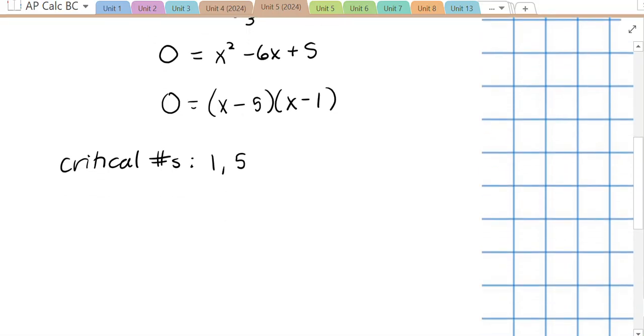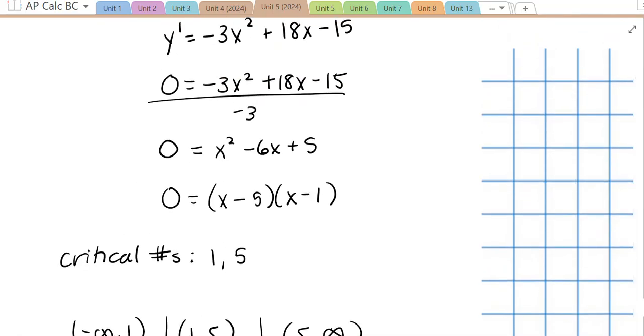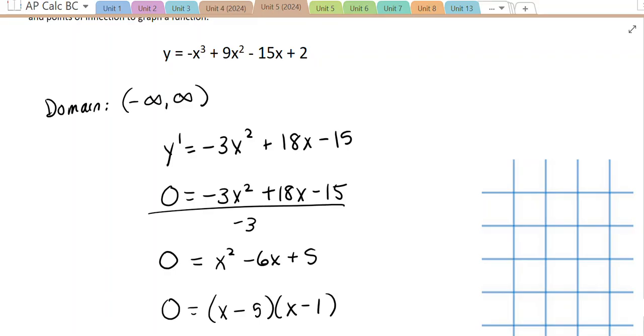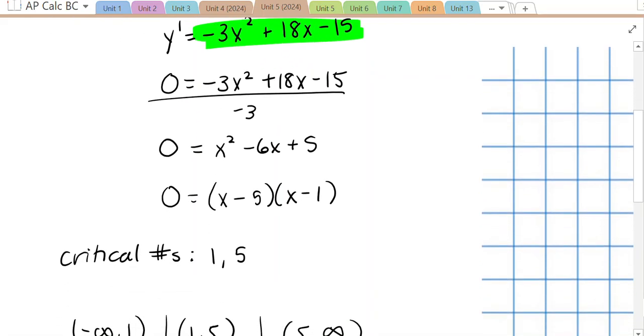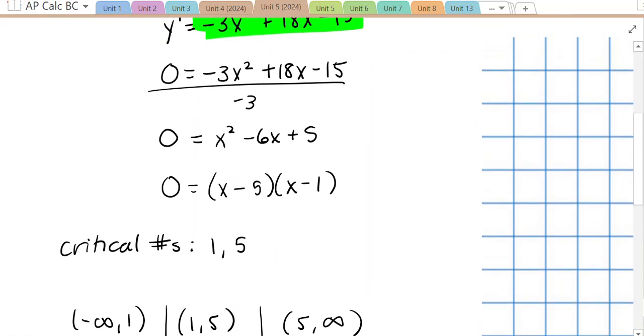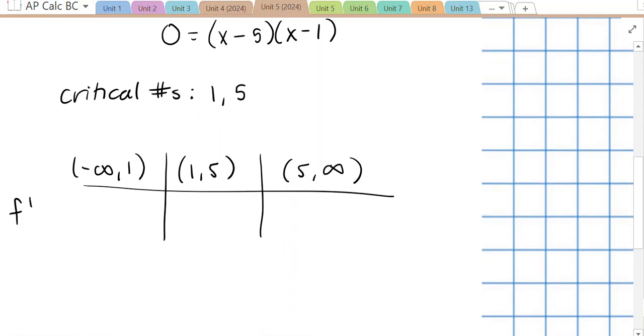So now I'm going to figure out my intervals of increasing and decreasing. We're talking negative infinity to 1, 1 to 5, and 5 to infinity. My first derivative is this. Going from negative infinity to positive 1, is that going to be positive or negative? You can test a value like 0. I'm going to get 0 plus 0 minus 15, and that results in a negative. So that is decreasing.